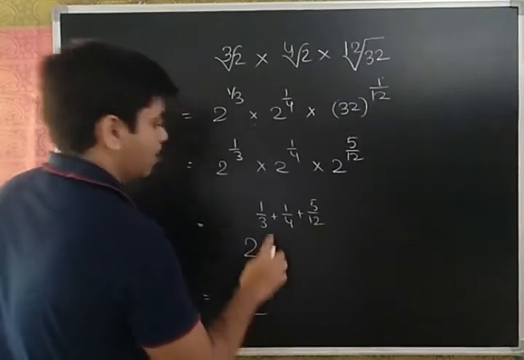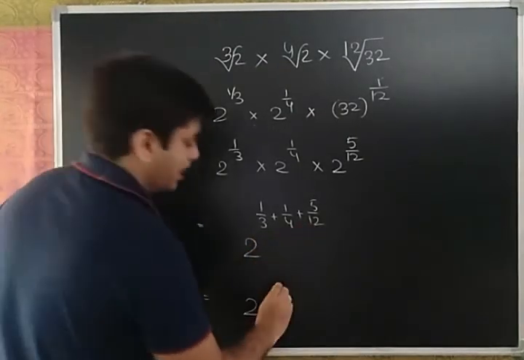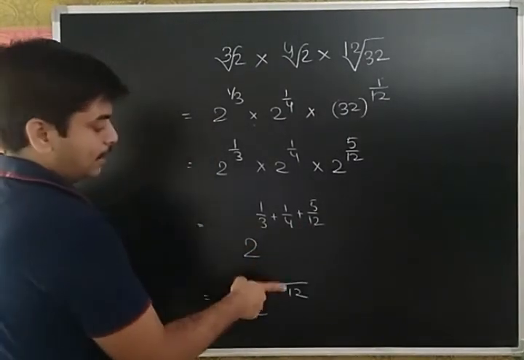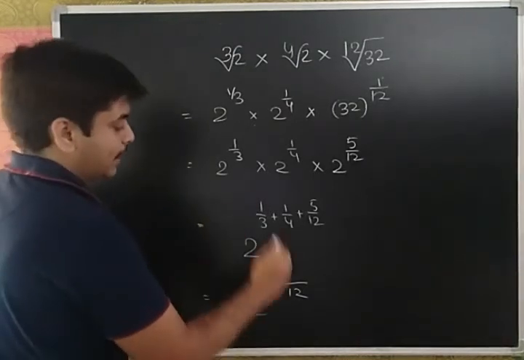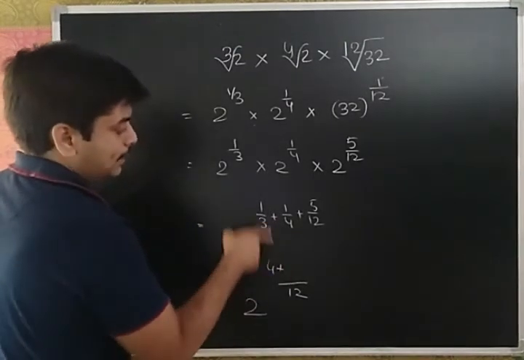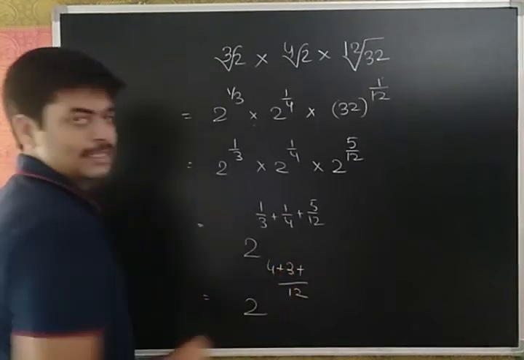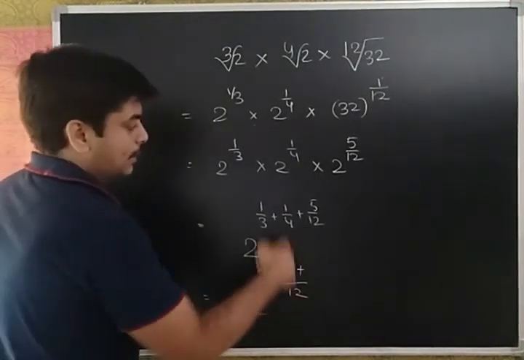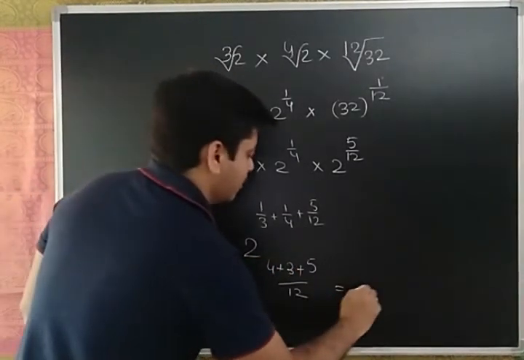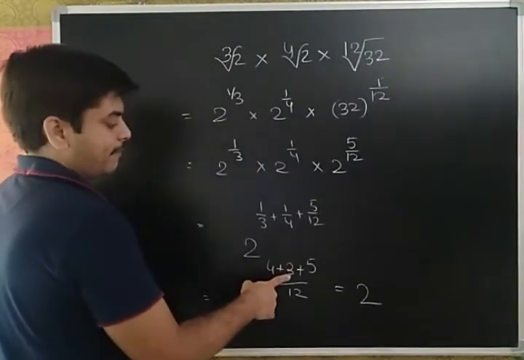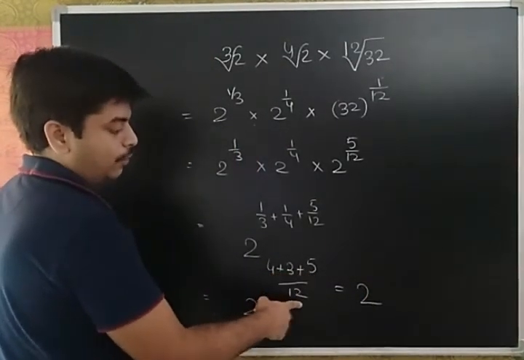So 2 power, what is the LCM of 3, 4 and 12? It is 12. 3 fours are 12, so 4 times 1 is 4, plus 4 threes are 12, so 3 times 1 is 3. Just a normal LCM. And 12 ones, it is 5. So it is 2 power (4 plus 3 plus 5) by 12.